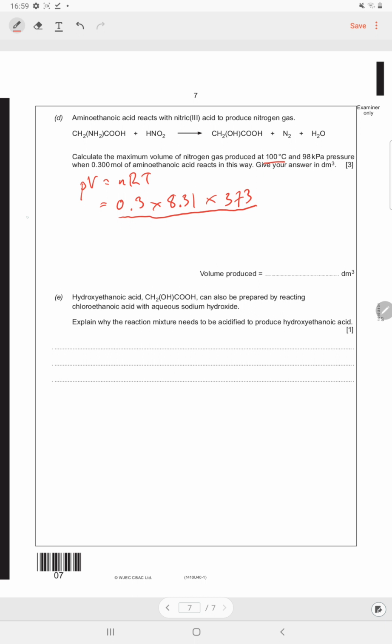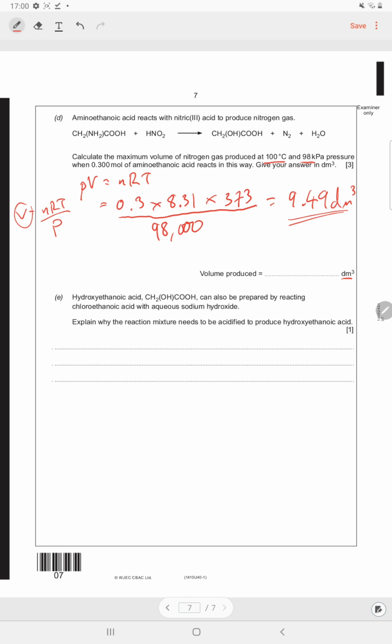I've rearranged this in my head as V equals nRT over P. We're trying to find the volume, aren't we? So you divide all that by P, which is 98 kilopascals. Remember, this has to go in as pascals, just 98,000. So, give me a second, 0.3 times 8.31 times 373. The final answer we have to give in decimeters, so convert that and you get 9.49 cubic decimeters.